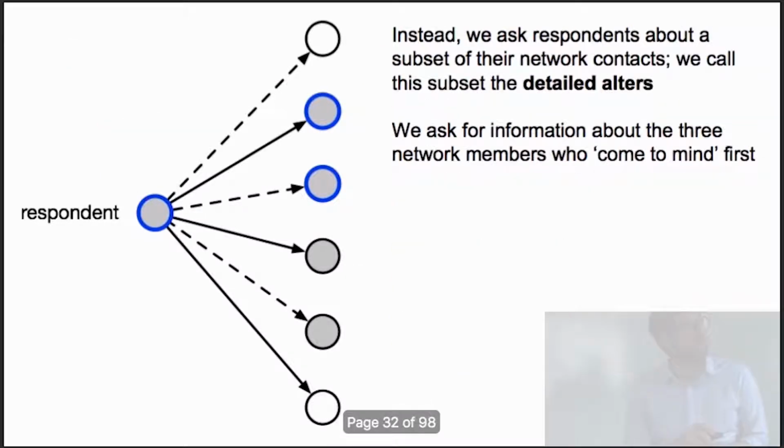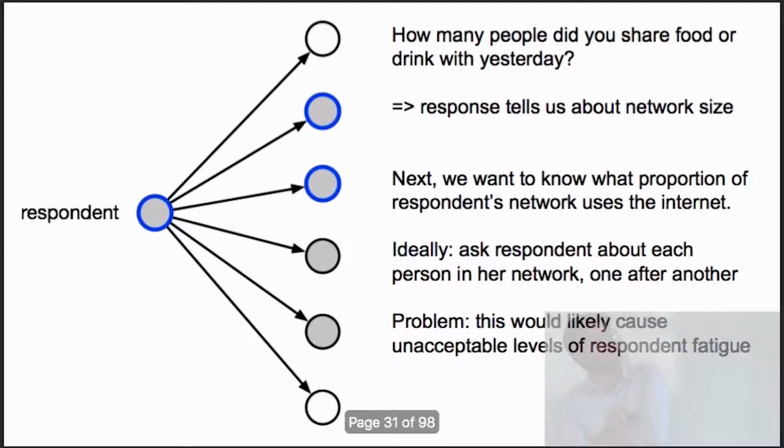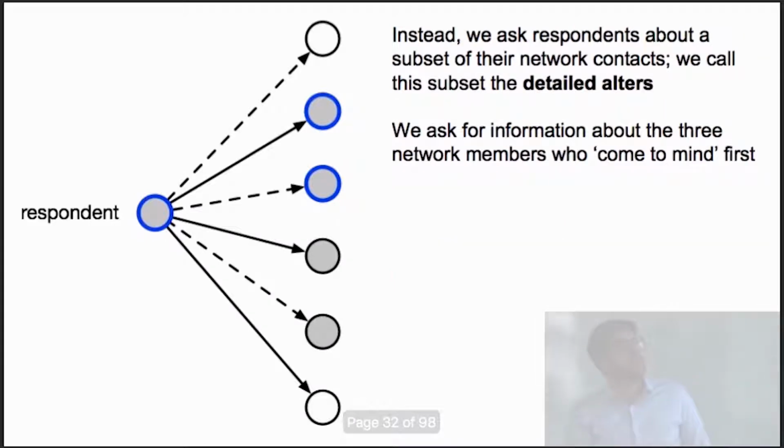Okay, so what we're going to do is, we'd like to understand this. Ideally we'd ask the respondent about every single person that she reports being connected to, but that would cause a lot of respondent fatigue, and we think respondents would just stop taking the survey, and that's not what we want to happen. So we ask them to choose 3 people who come to mind first to provide more detailed information.